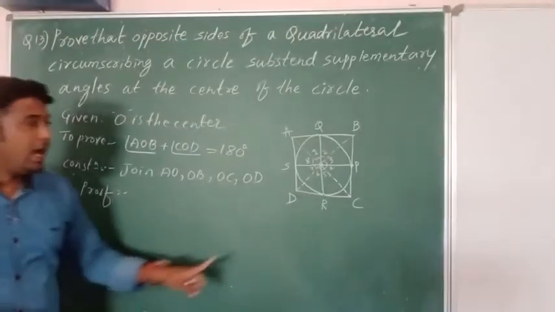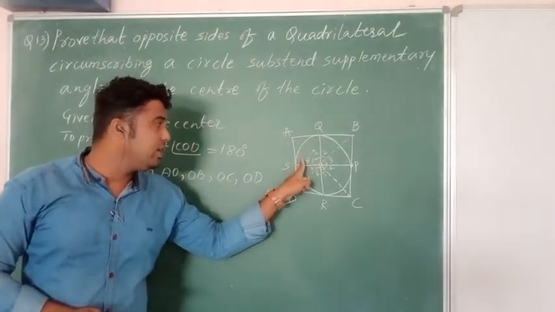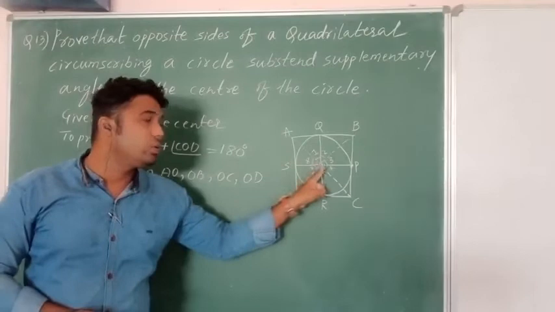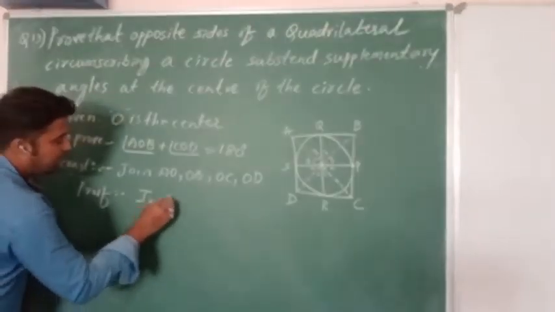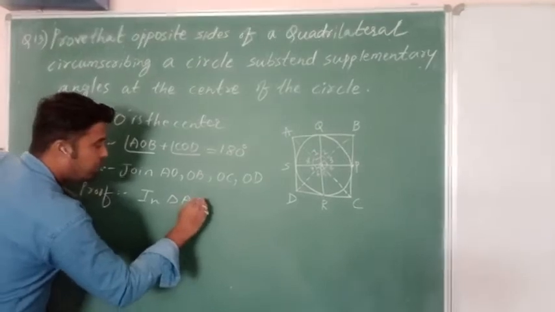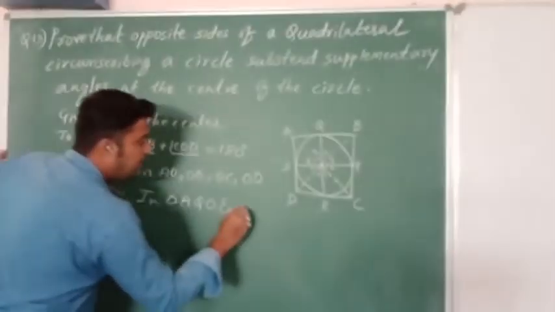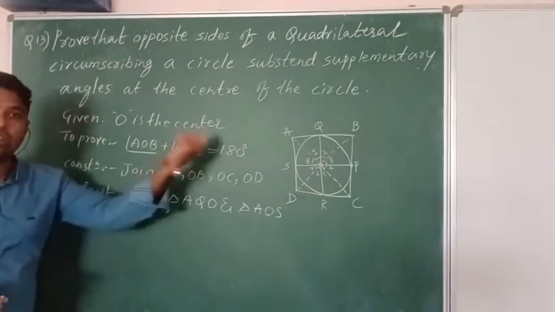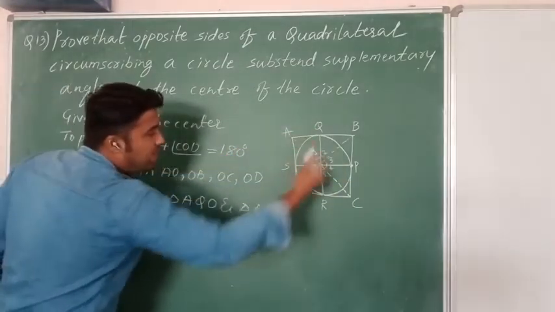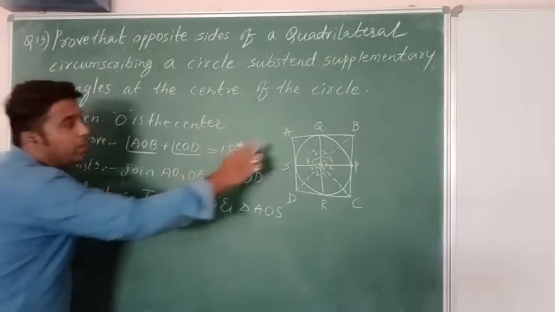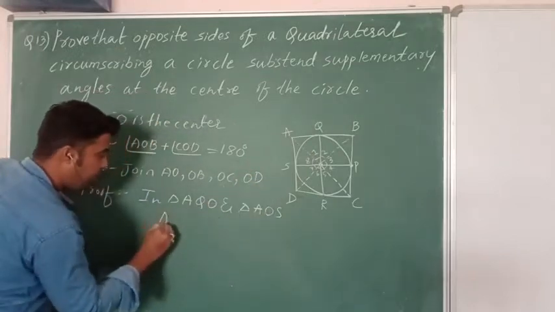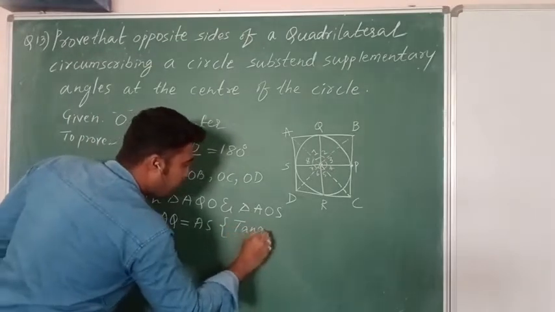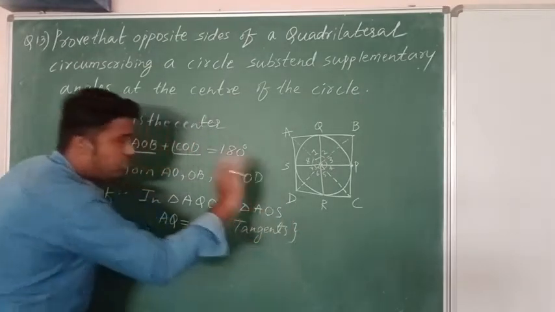In the proof, I am going to consider these two triangles which you can see here: triangle AQO and triangle ASO. So I can write here, in triangle AQO and triangle AOS, let us see which criteria will fit. You know A, B, C, D are the four external points, and from each two tangents have been drawn. So I can write first thing, AQ is equal to AS. These two are the tangents.